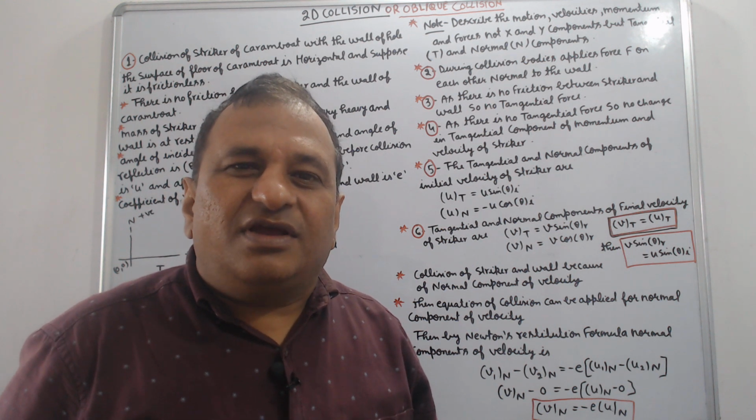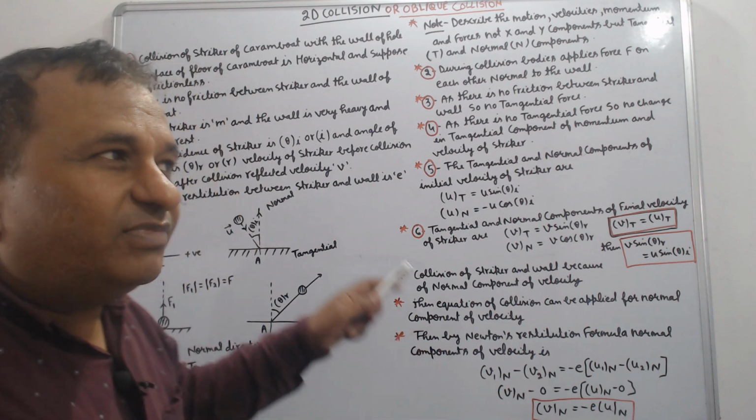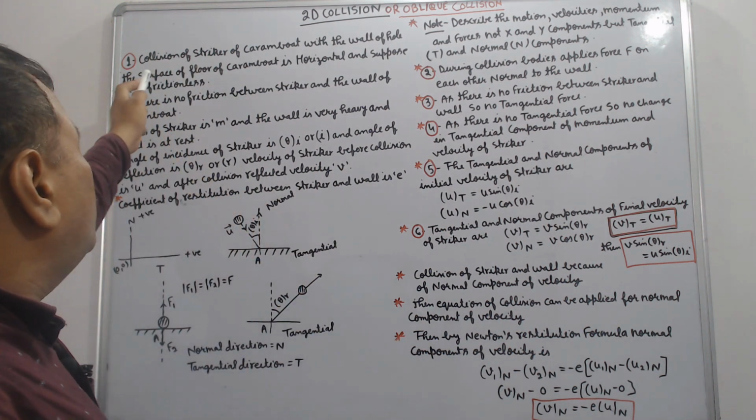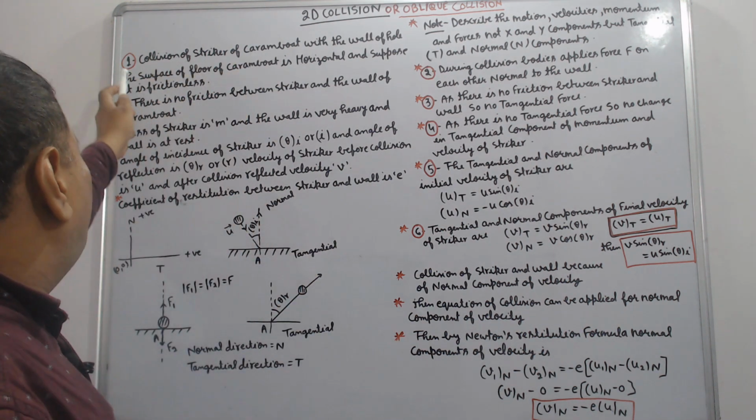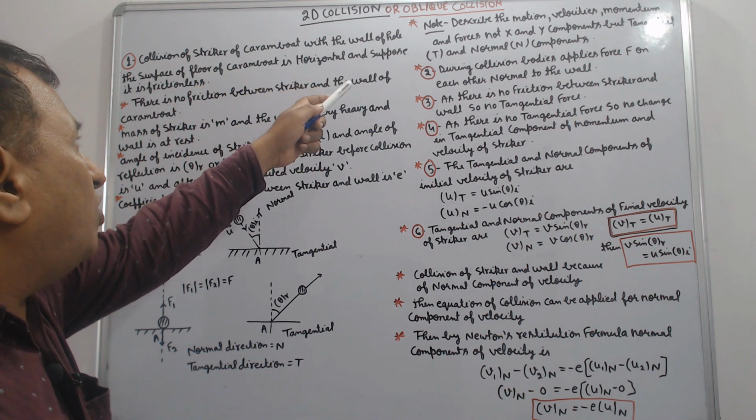Today's topic is two-dimensional collision, or oblique collision. Some conceptual points related to two-dimensional collision. First point, collision of the striker of a carom board with the wall of the hole.